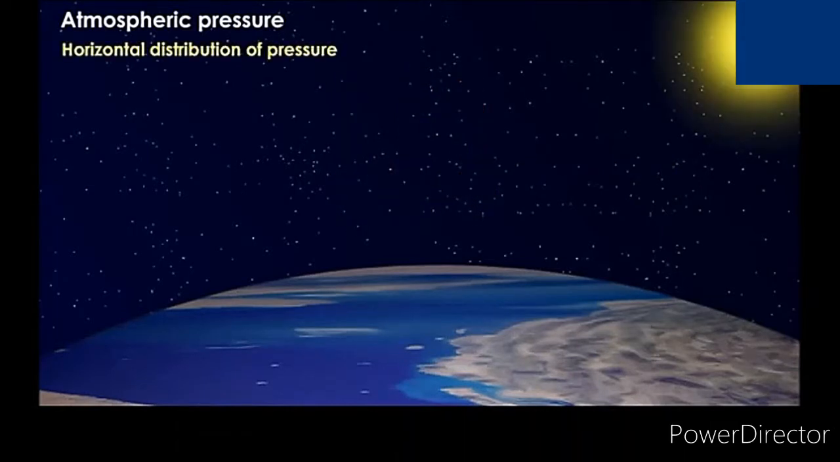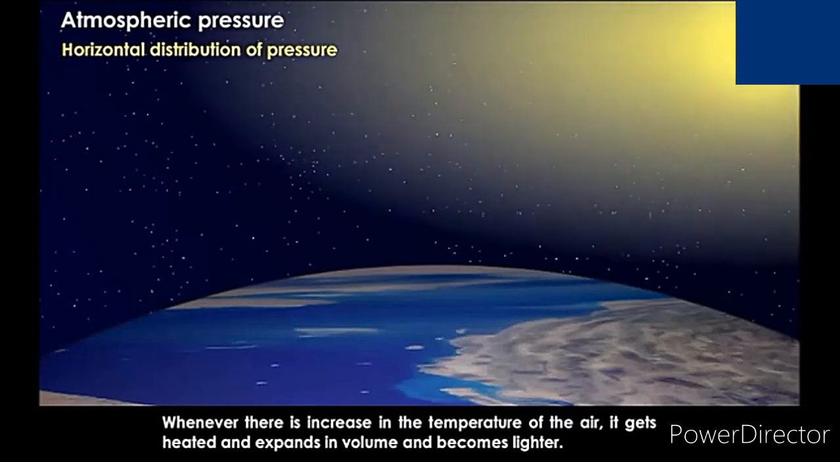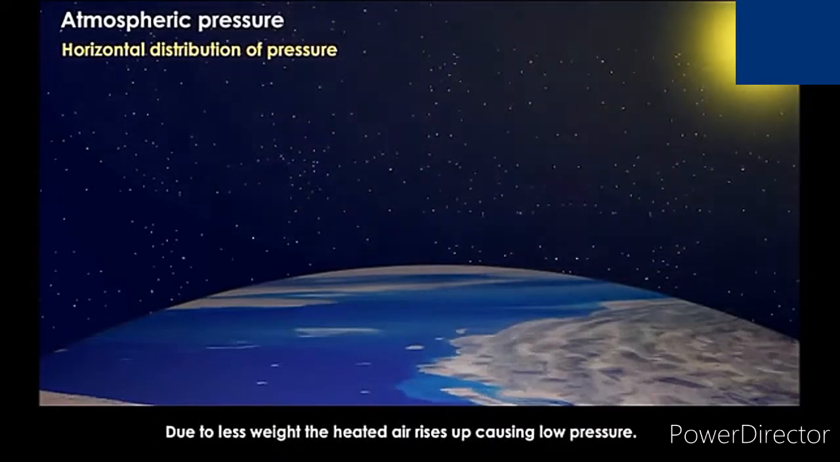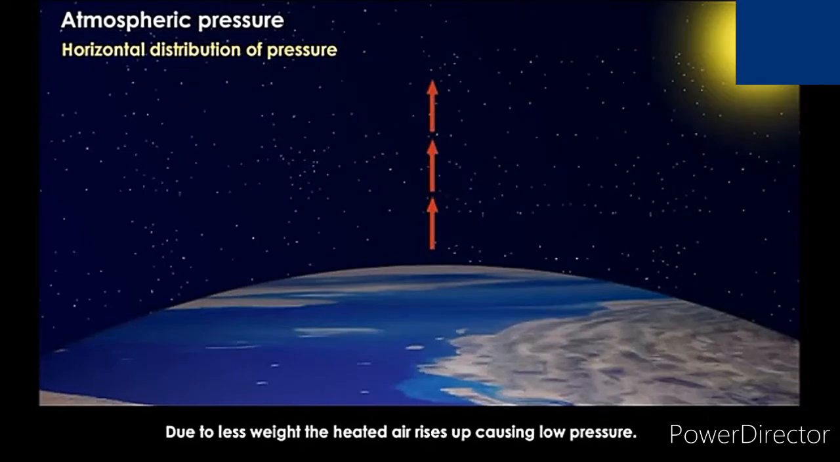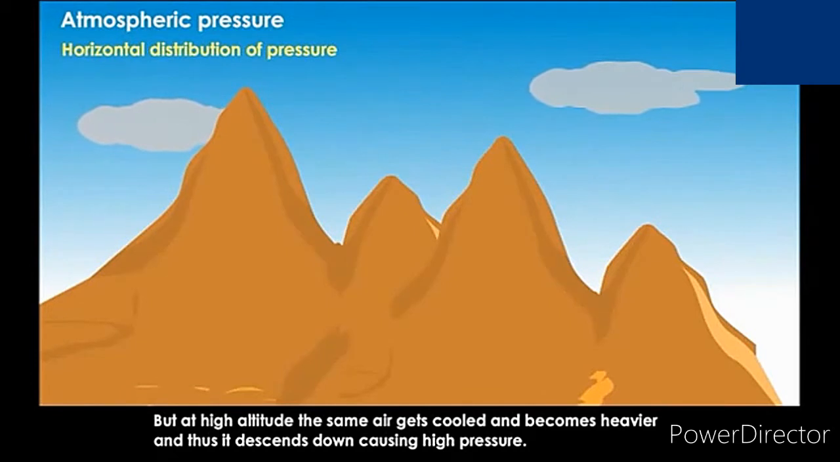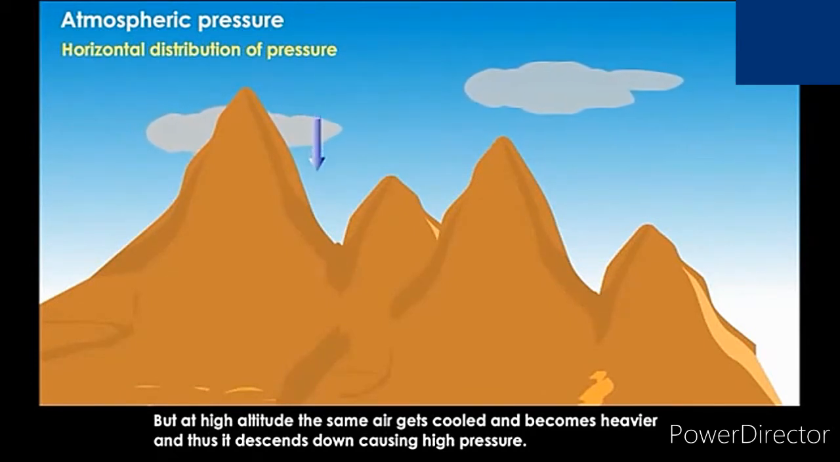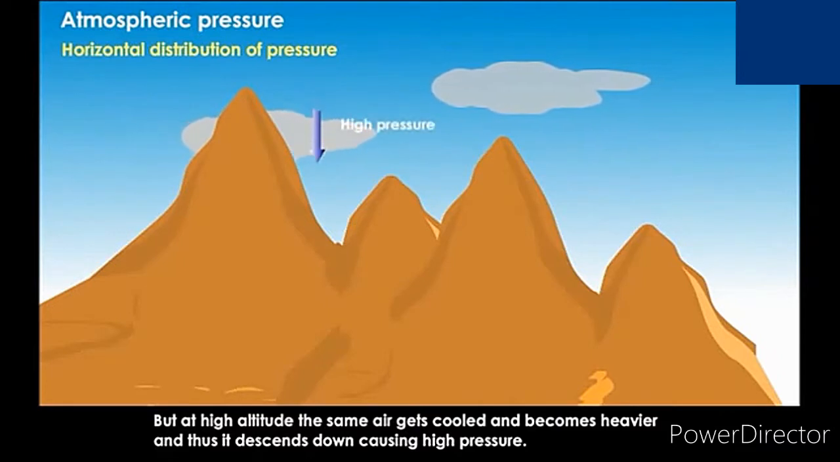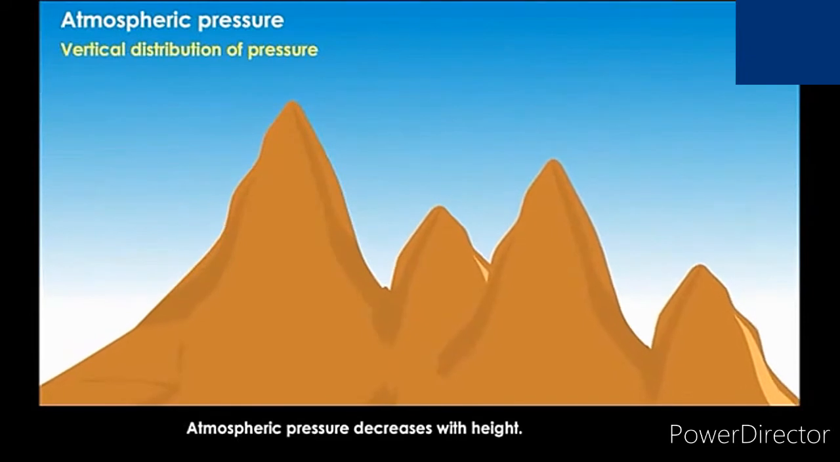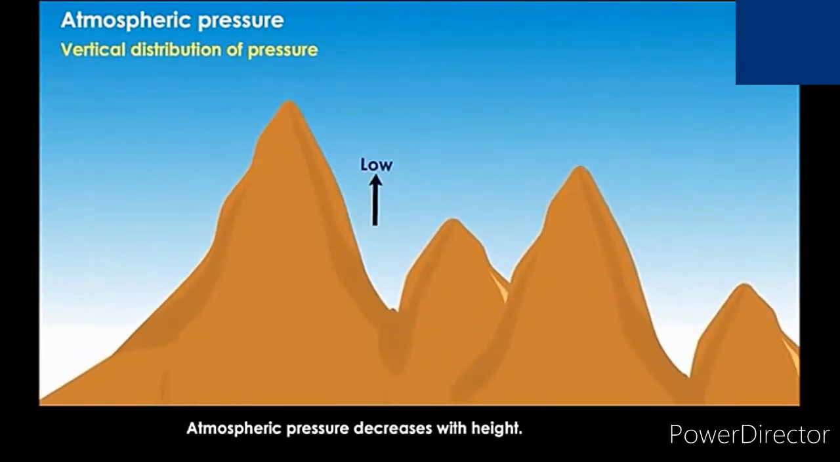Now, horizontal distribution of pressure. Whenever there is an increase in the temperature of the air, it gets heated and expands in volume, and due to less weight, the heated air rises up, causing low pressure. But at high altitude, the same air gets cooled and becomes heavier, and thus it descends down, causing high pressure. This is vertical distribution of pressure.